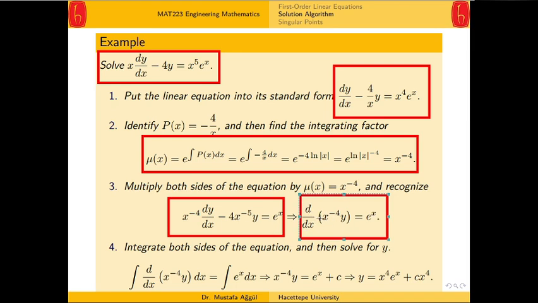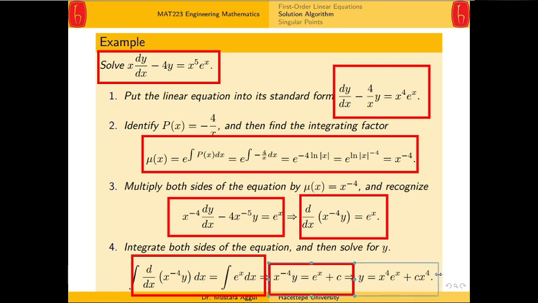If we take the integral on both sides with respect to x, we will see x to the negative 4 y is equal to e to the x plus some constant, because the integral of e to the x is itself plus a constant of integration. Then if you solve this for y, you need to multiply everything by x to the fourth power. Then we will end up with y is equal to x to the 4 e to the x plus c times x to the 4. This is our general solution for the ODE.